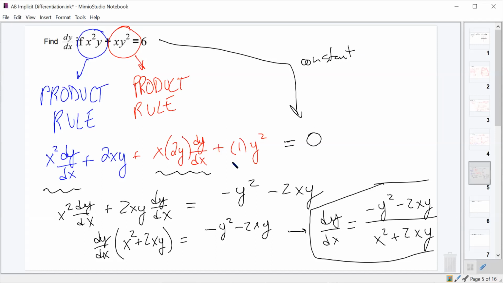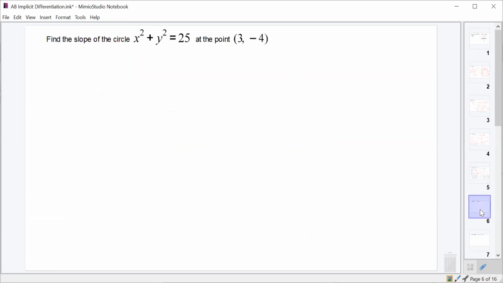And we won't bother to find a point that works for this to plug it in and draw the tangent line, but we'll figure that out another time with some other ones. All right, why don't you see if you can figure out this one on your own? Take 2 or 3 minutes and try to find the slope of the circle x squared plus y squared equals 25 at the point (3, -4).